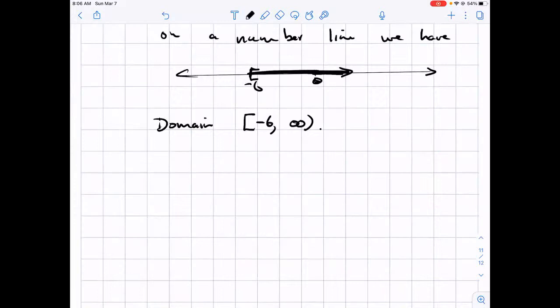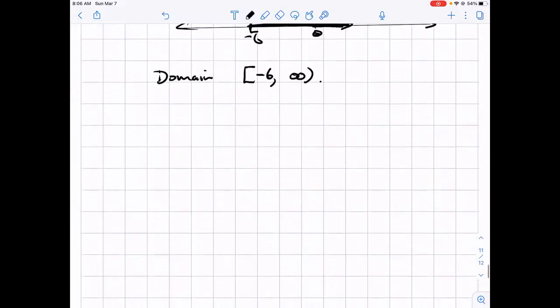Now, very important for functions is something that we call a difference quotient. This is extremely important. The difference quotient.